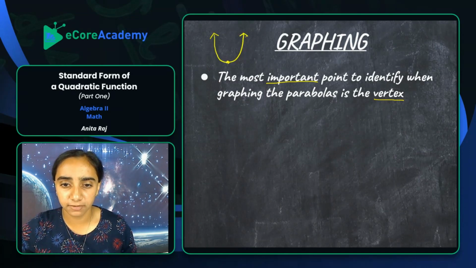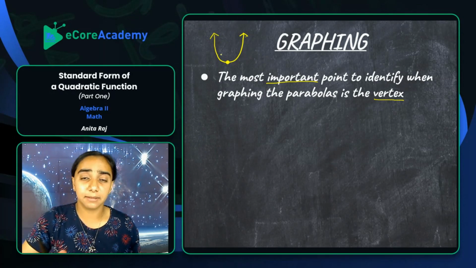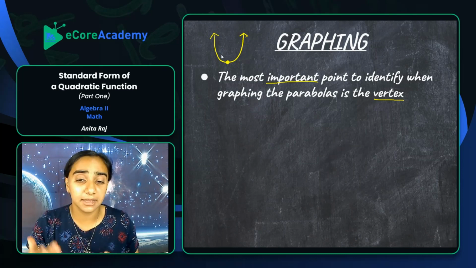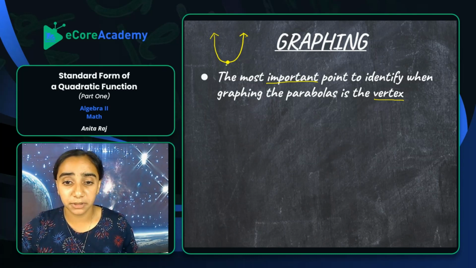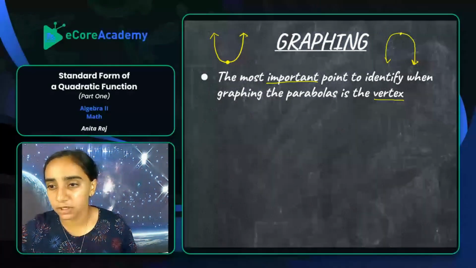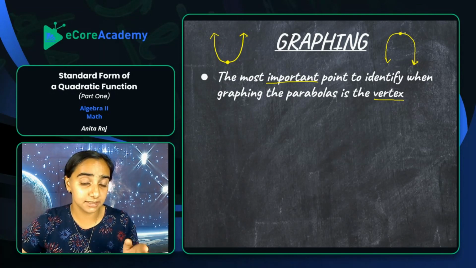The vertex is this point right here. It's that middle point. If your parabola is a normal parabola that goes upward like this, meaning your A is positive, your vertex will be your minimum. And if your parabola is reflected across the x-axis, meaning your A is negative, then your parabola is going to be up here and it's going to be a maximum. So the right-hand scenario is maximum, the left-hand scenario is minimum.